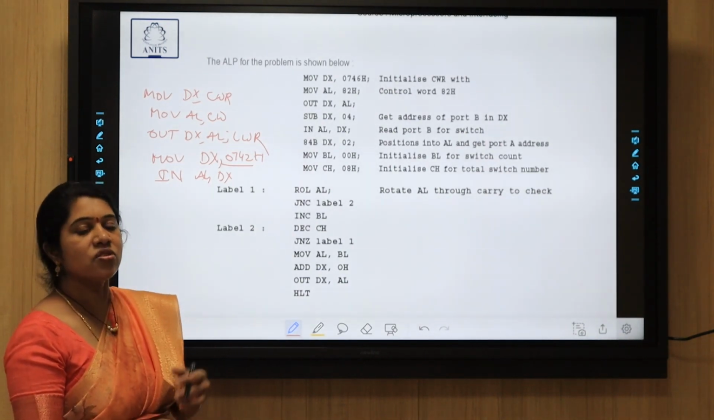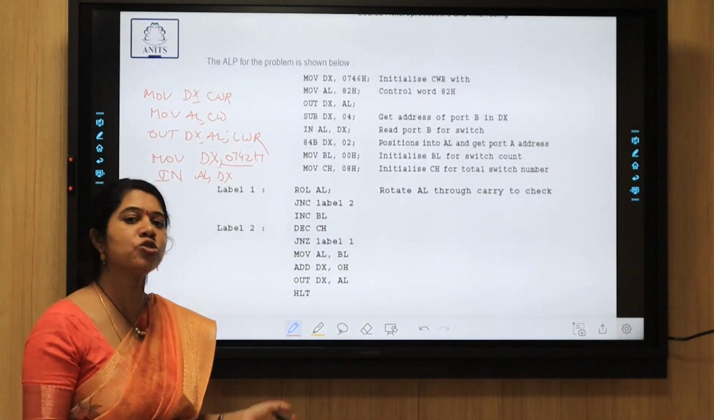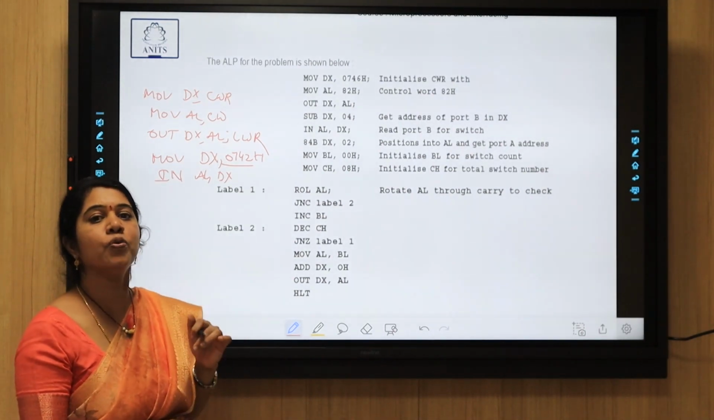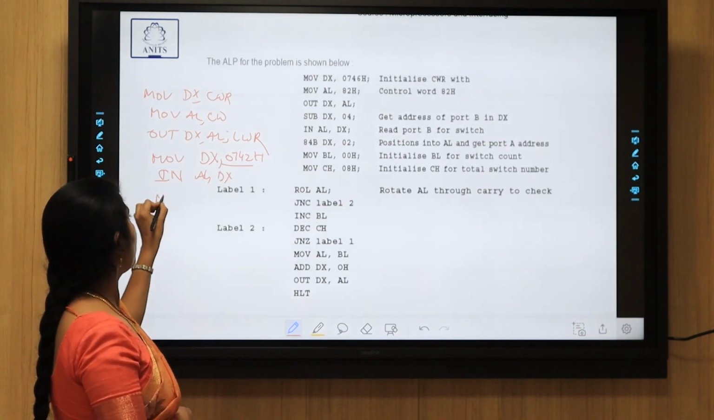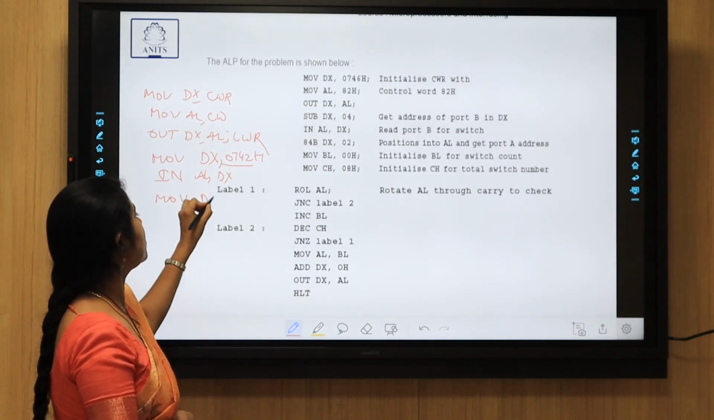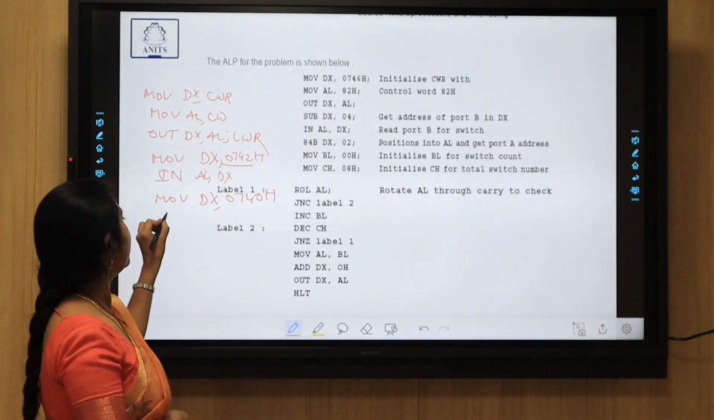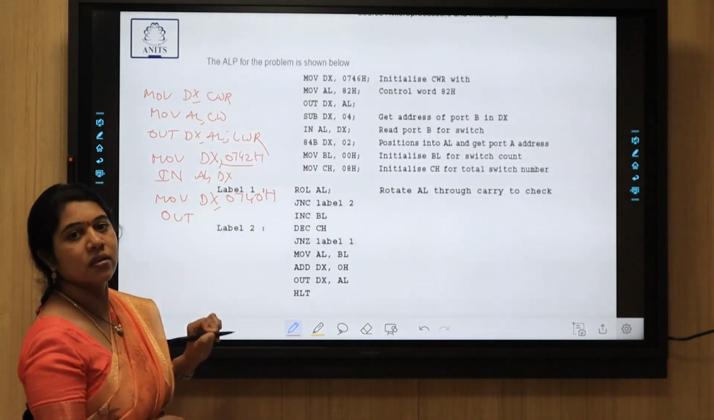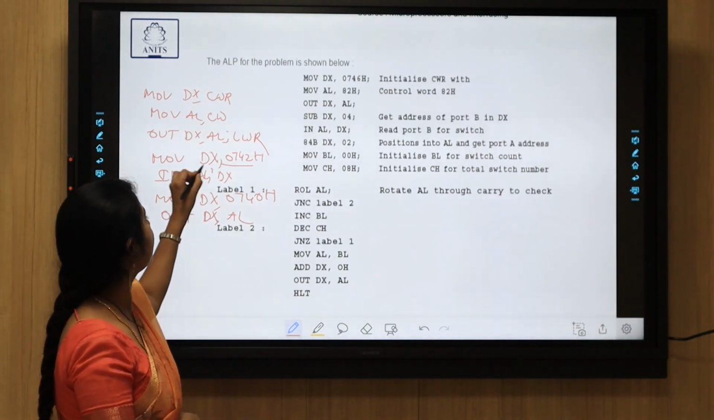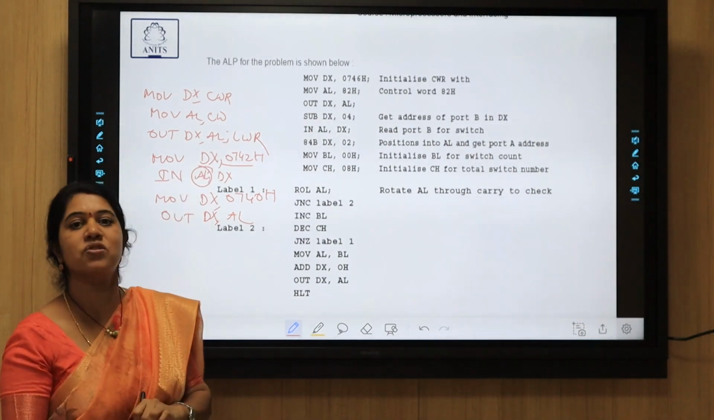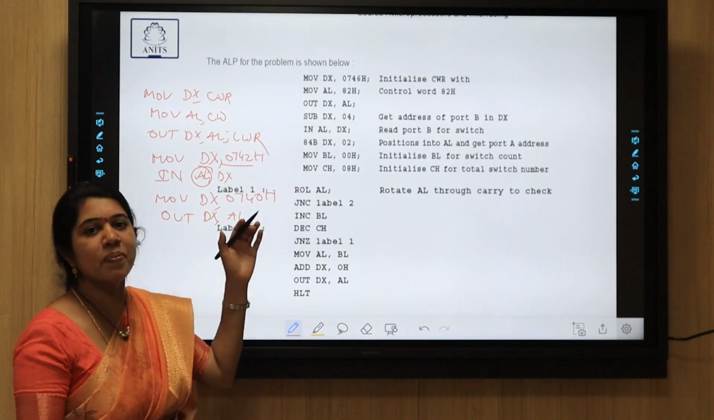After reading, the data is available in AL, and it has to be displayed on output port A. So what is the port A address? Port A address will be 0740. So we have to out that AL data, whatever we have, that is the sensed switch pattern, and it will be displayed through DX. This part is over.